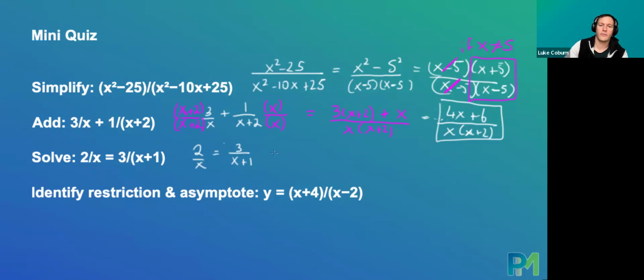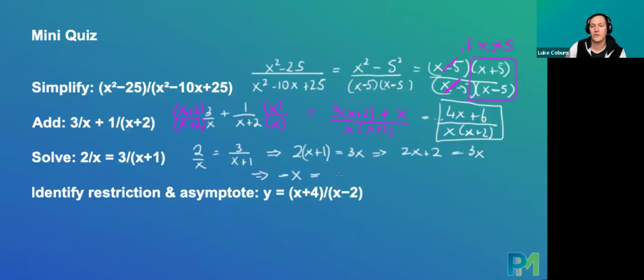Okay, so this one here, we're going to cross multiply. So that implies that 2 times x plus 1, don't forget the brackets, is equal to 3 times x. That implies that 2x plus 2 is equal to 3x. We're going to bring the x's across to the left-hand side, bring the numbers across to the right-hand side. So I have 2x minus 3x, which is minus x, is equal to minus 2, and then multiply both sides by minus 1, then x is equal to 2.